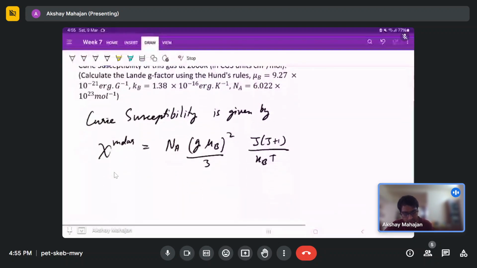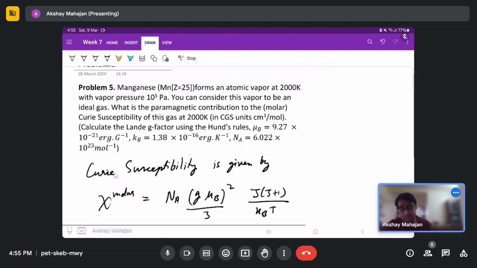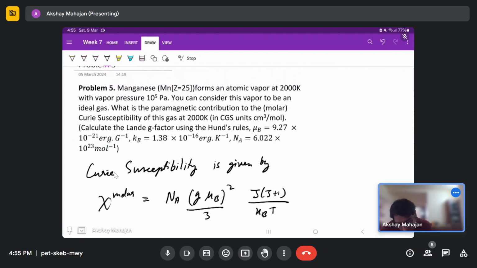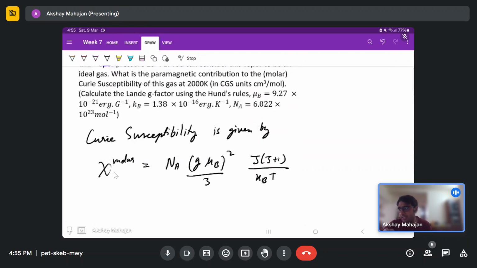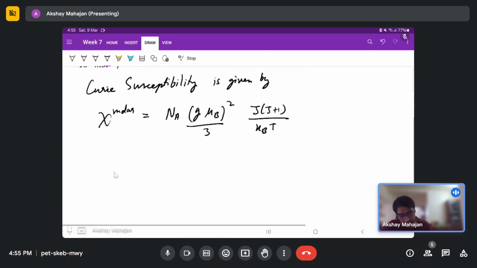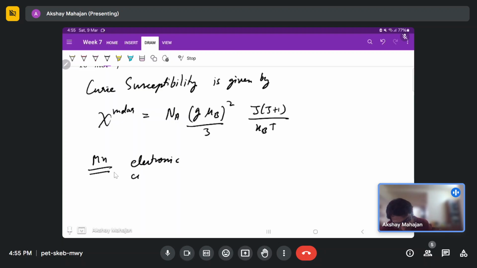So this is just the formula that we know for the molar Curie susceptibility for a paramagnetic system. That is given by this, G mu B whole square 3 upon J into J plus 1. So now we need to find this G and the J value as well to find this susceptibility.